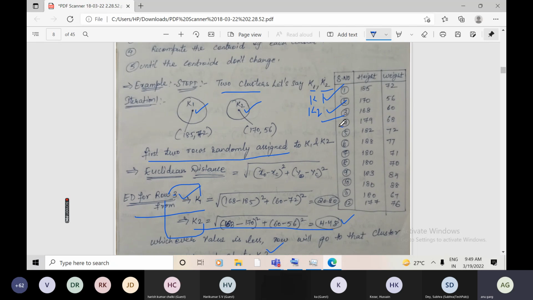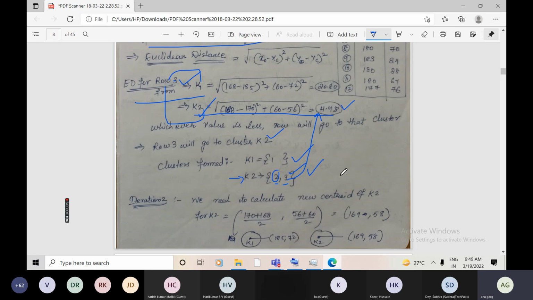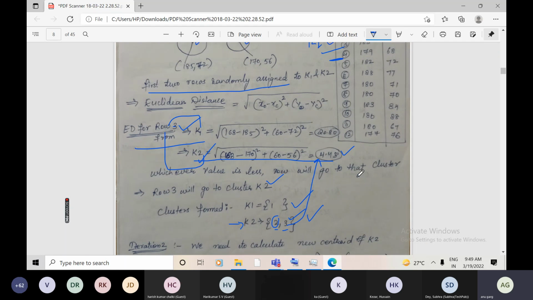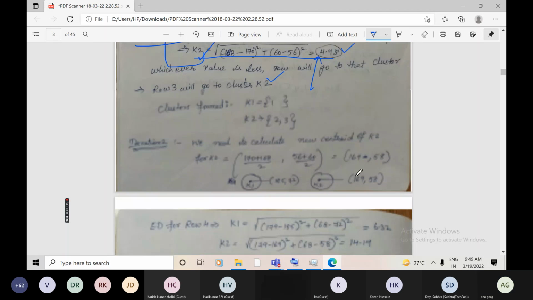Next, you need to do the same activity for row 4. But before doing that, your centroid will shift. As you have moved row 3 to K2, whichever cluster a row has gone to, you have to recalculate the centroid for that particular cluster. So for K2, you need to recalculate the centroid. You recalculate it as the original centroid plus this, divided by 2. That means 170 plus 168 by 2, 56 plus 60 by 2. Then K1 remains the same and the K2 centroid is changed.